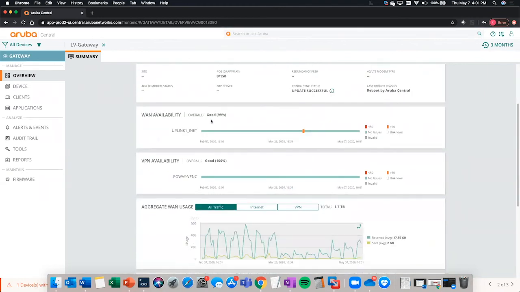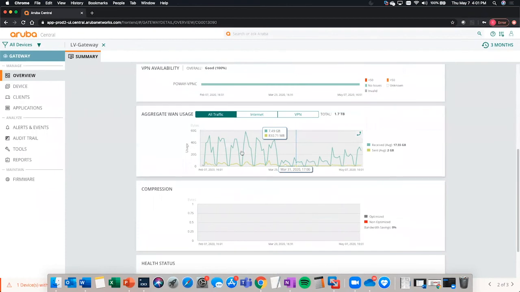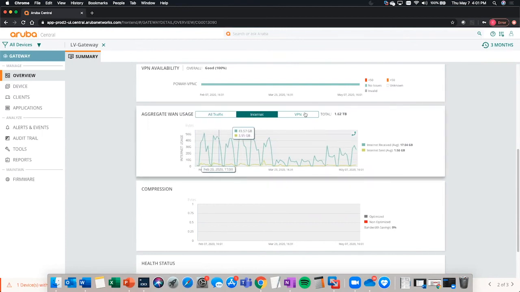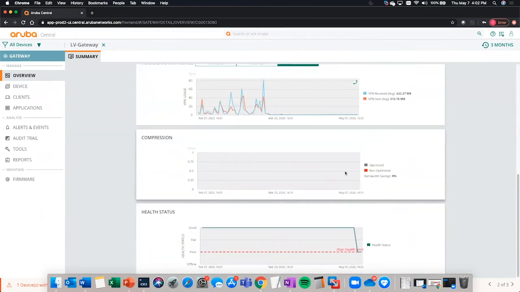So we can look at not only the WAN availability, we can look at the VPN availability, make sure that that's all up and going. We're easily able to see the amount of traffic that is being pushed across throughout the day. So we look at all traffic, internet traffic. So we can see the traffic going out to the internet as well as traffic coming across the VPN, so across the tunnels between the two sites. You can see we're not doing much compression across the link here right now, but we can also see the health status of those links.